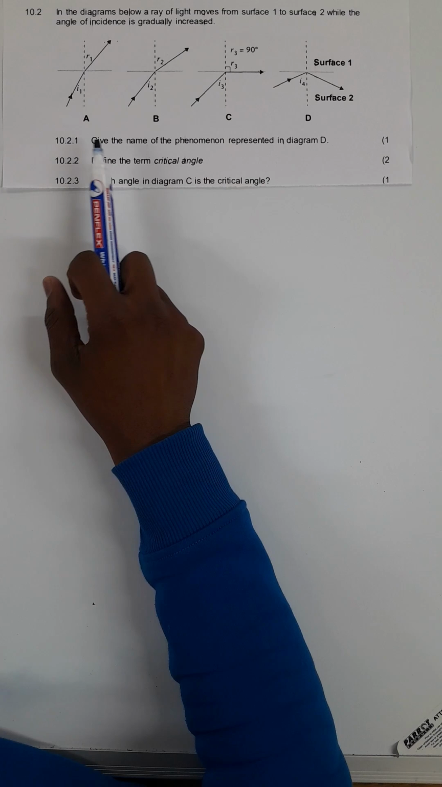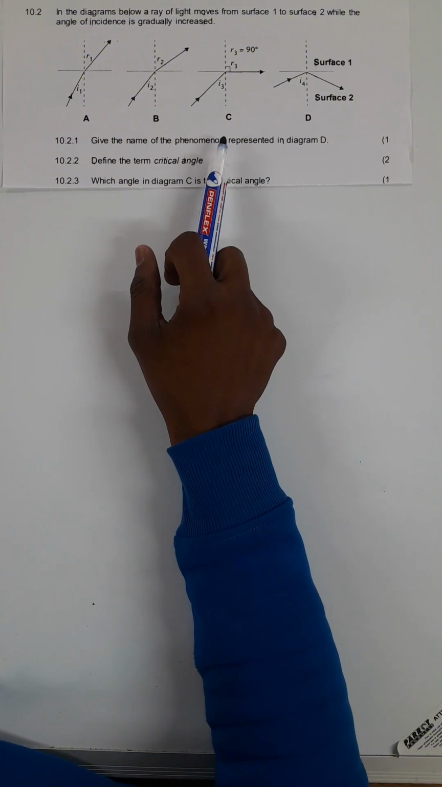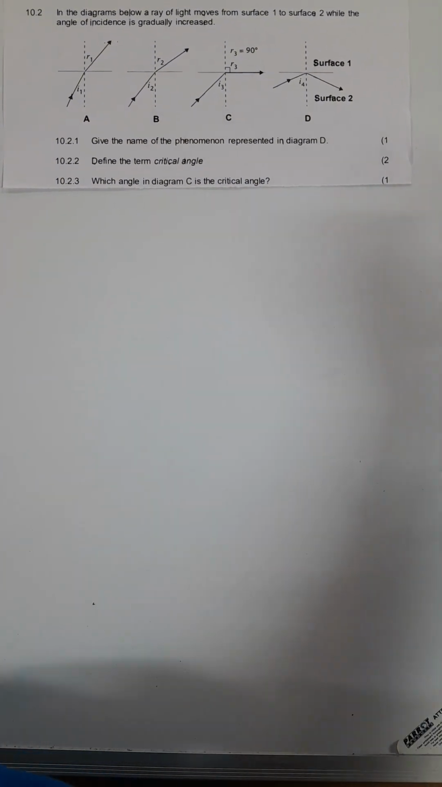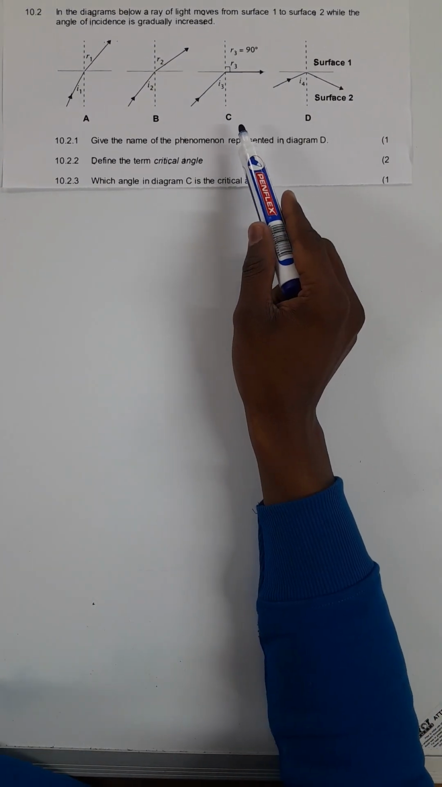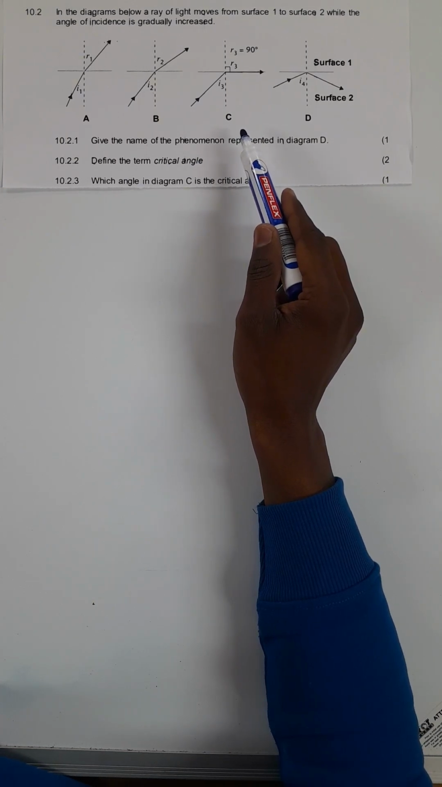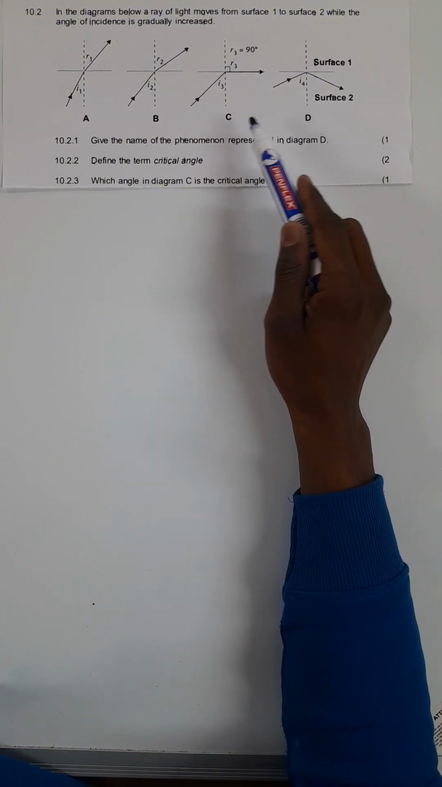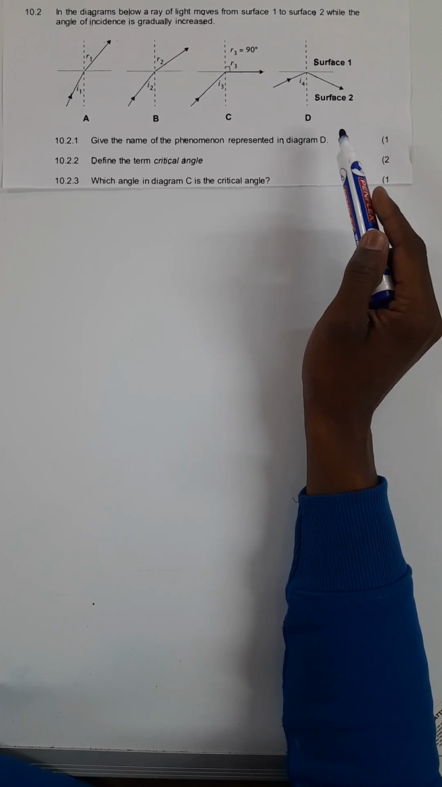This is the first part, when they increase the angle of incidence and it bends further away. And then here at C, we can see that it's traveling on the boundary. The light ray is traveling on the surface of separation between the two media, and the angle of refraction here is 90 degrees. And then here we see the light ray is being reflected back into surface 2.